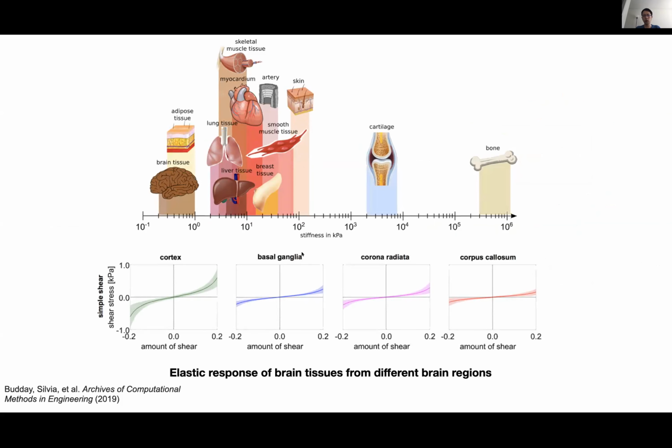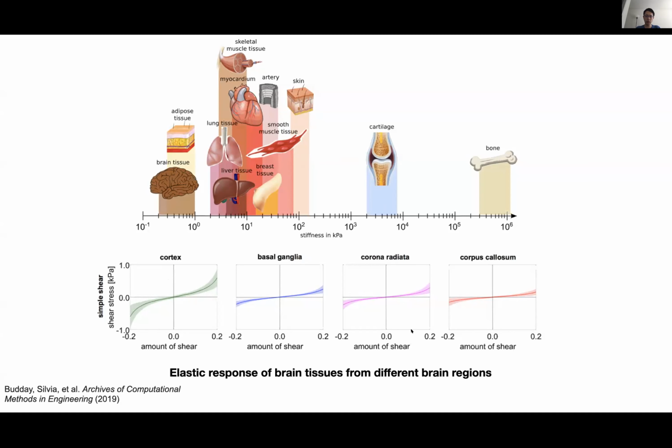And for most biological tissues, the stiffness is actually pretty small compared to these non-living materials that you see in your daily lives, like ceramics or metals. So for ceramics or metals, their stiffness is on the order of gigapascals. But for these biological tissues, the stiffness is on the order of kilopascals.